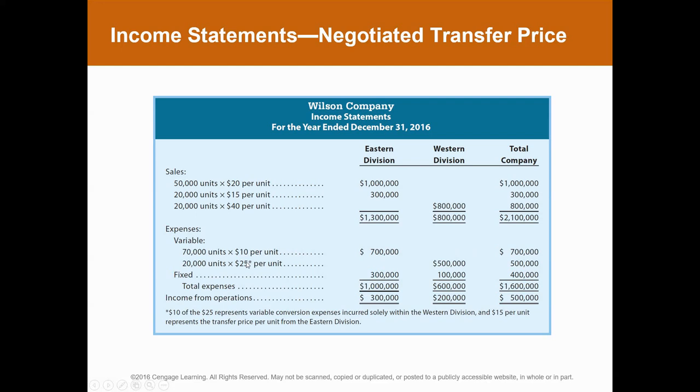So the total cost for the Western Division for that 20,000 units that they purchased from the Eastern Division ended up being $25 per unit. The reason why is because we purchased it from the Eastern Division at $15 per unit plus there's an additional $10 for the conversion expense to transfer it from the Eastern to the Western Division. Think of that as like the cost of shipping it, which is $10 per unit. That's why it's $25 per unit here instead of just the $15. Fixed cost for each $300,000 and $100,000 and so on. Do you all understand this concept of transferring?